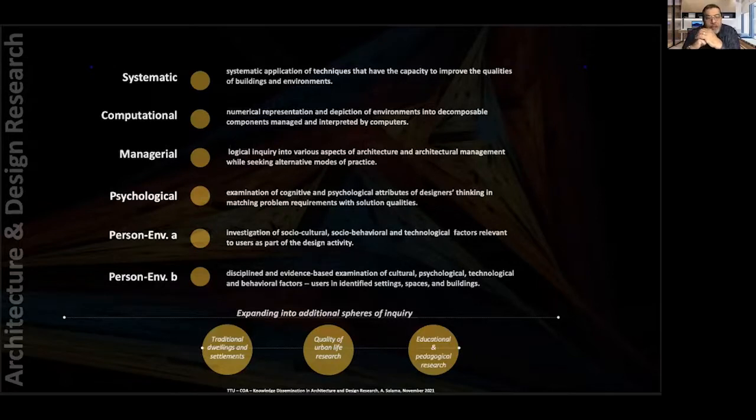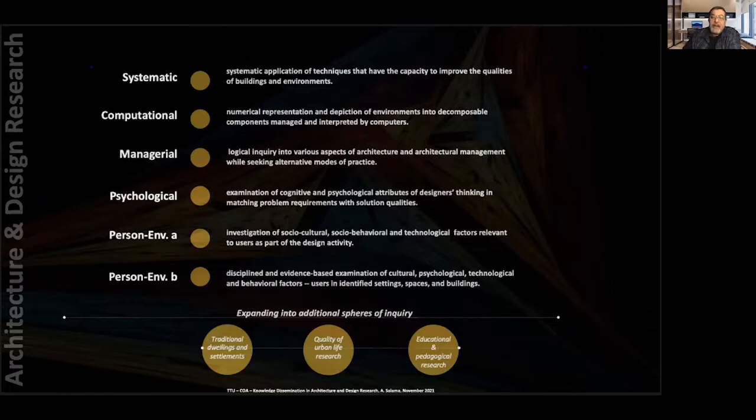And then the bottom three are governing the conceptually driven research. One relates to design thinking and the other two relate to person-environment interactions, and all relevant factors, psychological, sociocultural, behavioral, technological, that impact buildings, built environments, and people.